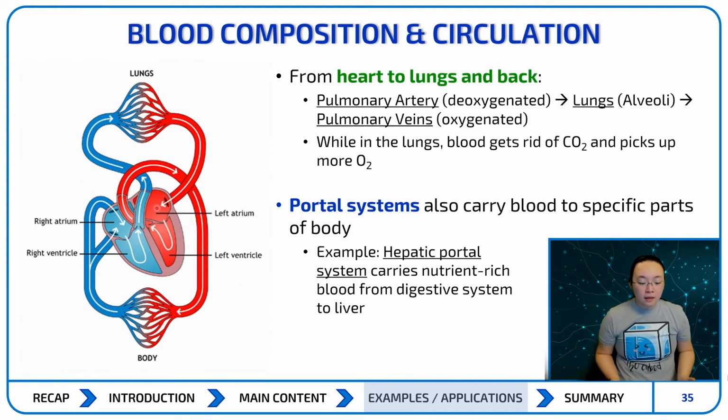Now, a key thing to note is that there can be isolated circulatory systems as well, depending on your organ system. So we call those portal systems. Portal systems are those systems that carry blood to specific parts of your body. So for example, the hepatic portal system is going to carry nutrient-rich blood from the digestive system to your liver. So that's just something very specific, but there are several cases of that within your body.